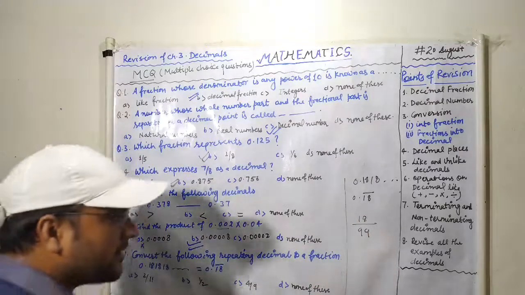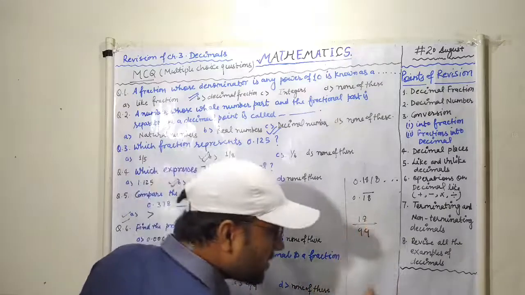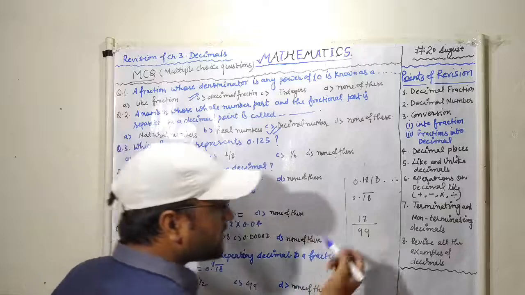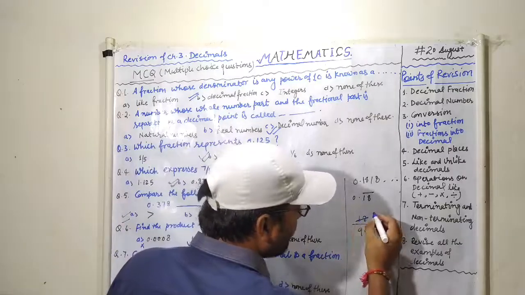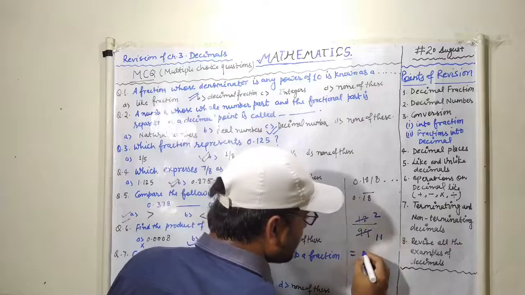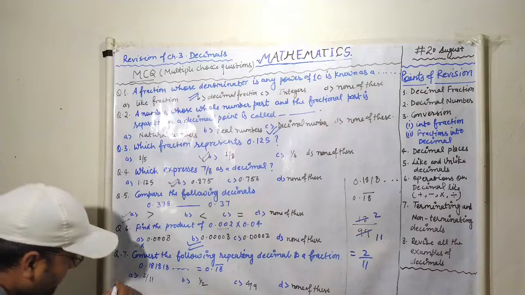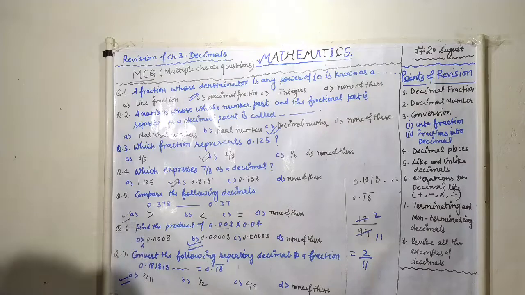So this one is not given in your options. If it is reduced or changed into its simplest form, it is cancelled out by 9. 9 2s are 18, 9 1s are 9, 9 1s are 9. So your answer is 2 upon 11. See, is there any option? Option A is 2 upon 11, students.